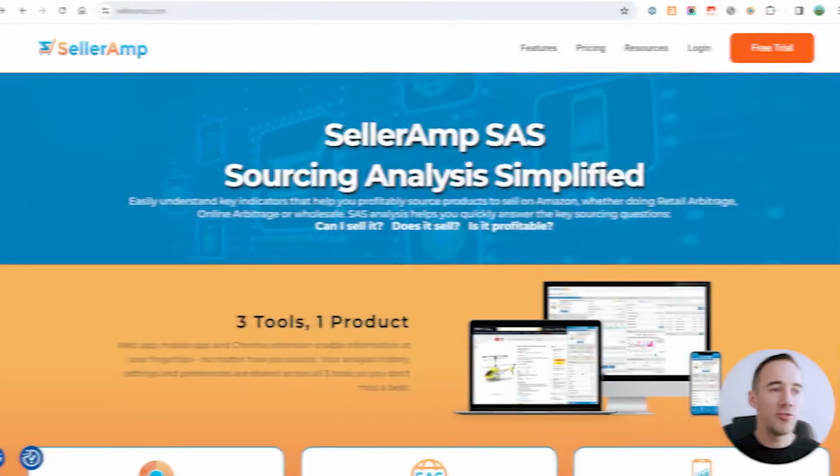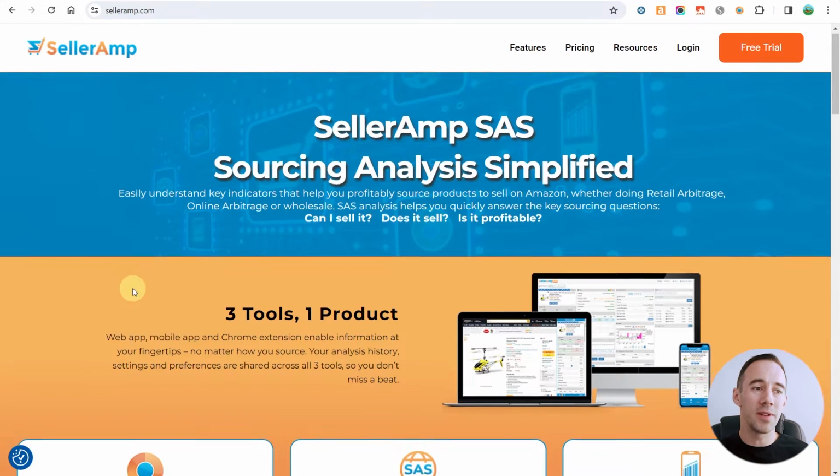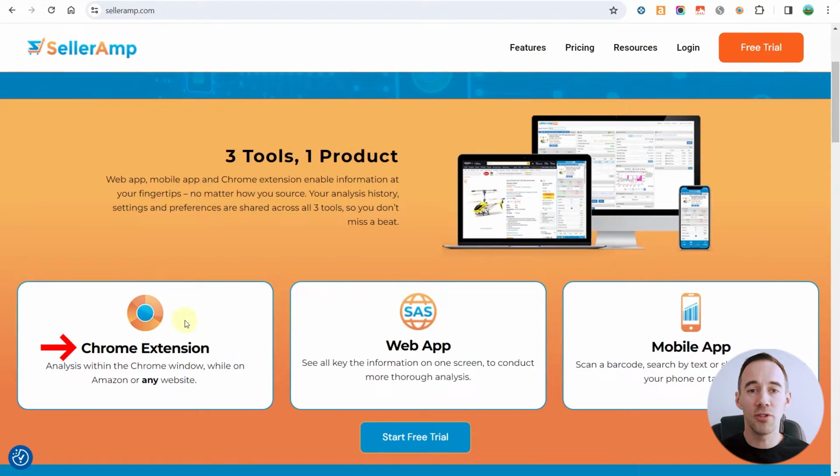So let's get started. When you jump into the website, what you are going to notice is that it has 3 tools: a Chrome extension, a web app, and a mobile app. And they are great. But the one thing I'll say is today, I'm really going to be going through the Chrome extension and talking through that with you.